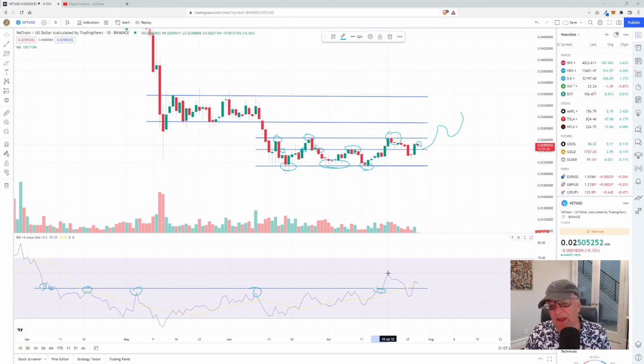You broke through it, but when you came back to test it as support, just like here, when you came back to test this 26-cent range as support, you lost that, and you came underneath it, but you didn't really show it as resistance. You didn't bounce back off it. You broke through it again. And where are you right now? You're right here. And what I think is going to happen is you're going to come down and tag it right here, bounce off it as support and move back up. And so that's what I see happening here on VeChain in the short term.